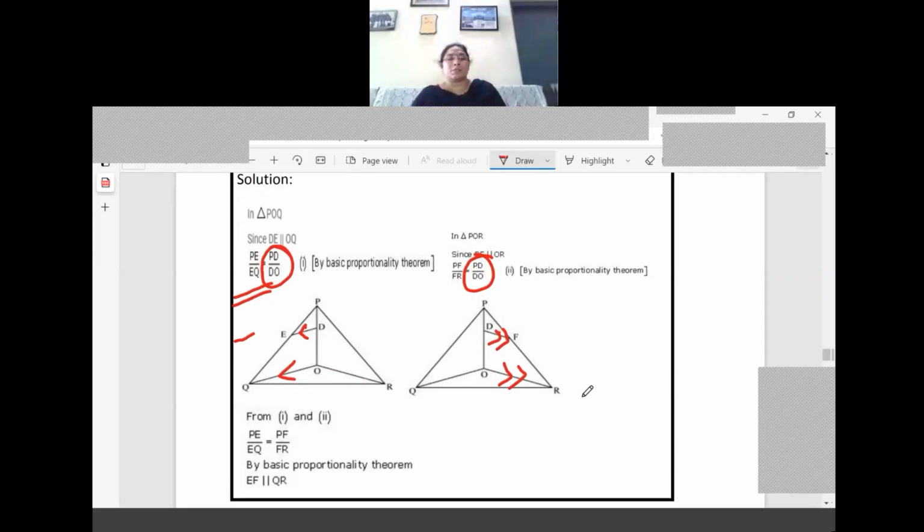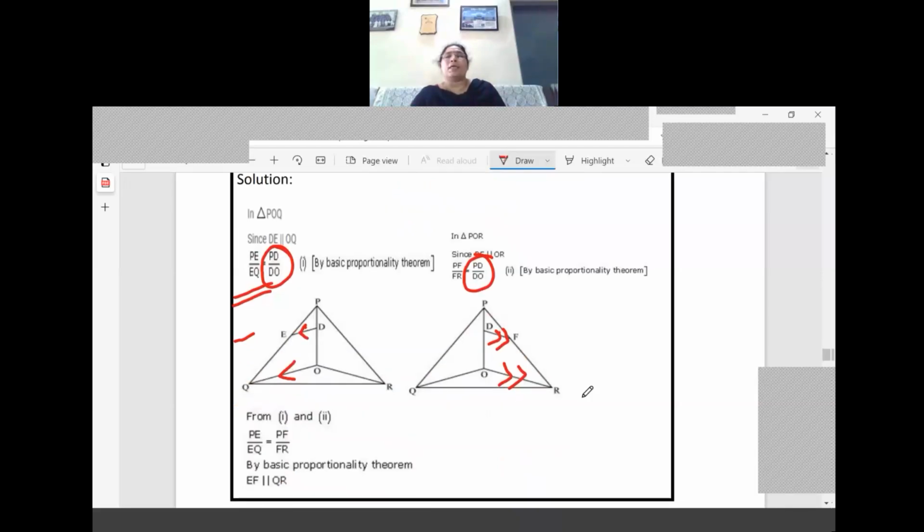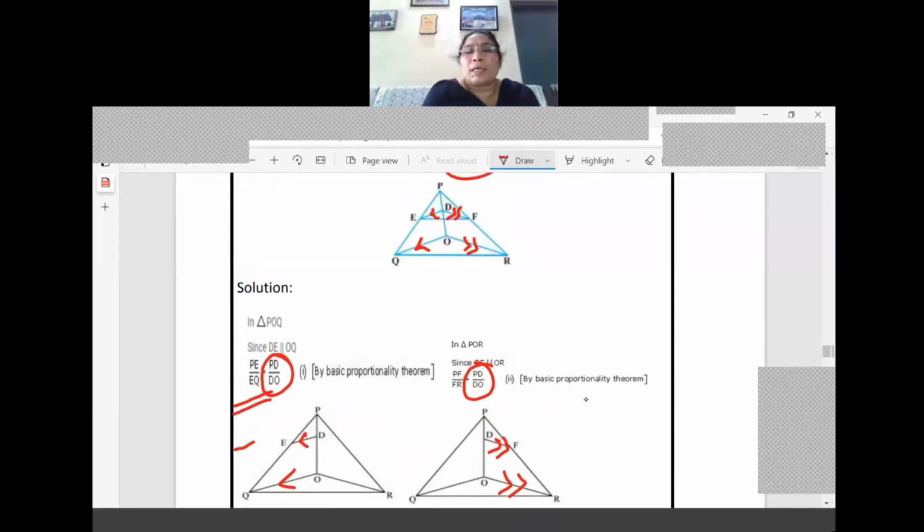Now the question comes that the ratios are the same. Check into the given diagram. PE by EQ. See that one. PE, E is the division point, right?